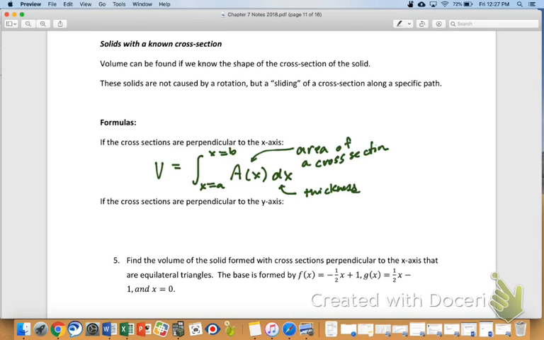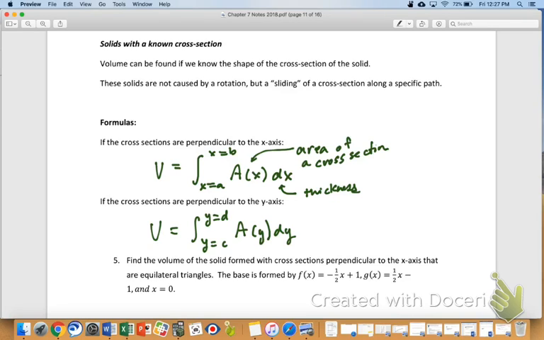And then, of course, the good news is if the cross sections are perpendicular to the y-axis, it is exactly the same formula, except it's the integral from y equals c to y equals d of A of y dy. So it's the exact same concept, the exact same principle, just done in a different variable.